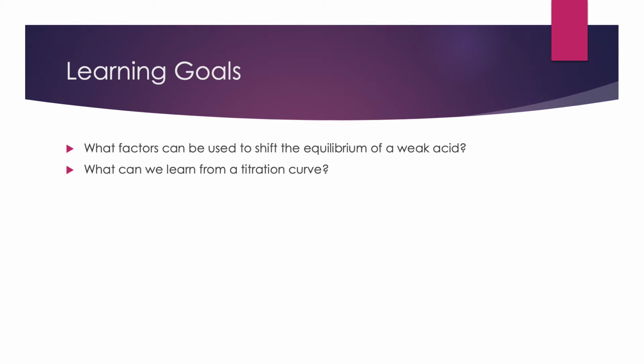Our goals for this lesson are to understand what factors can be used to affect an acid-base equilibrium. So what factors will actually shift that equilibrium one direction or the other to make a solution less or more acidic, for example. We're also going to look at how these effects come into bearing with a titration curve. And if you haven't done a titration before in a chemistry lab, this will be a chance to learn about it. But it's a very interesting technique, and we can learn an awful lot about acid-base systems by looking at titration curves.